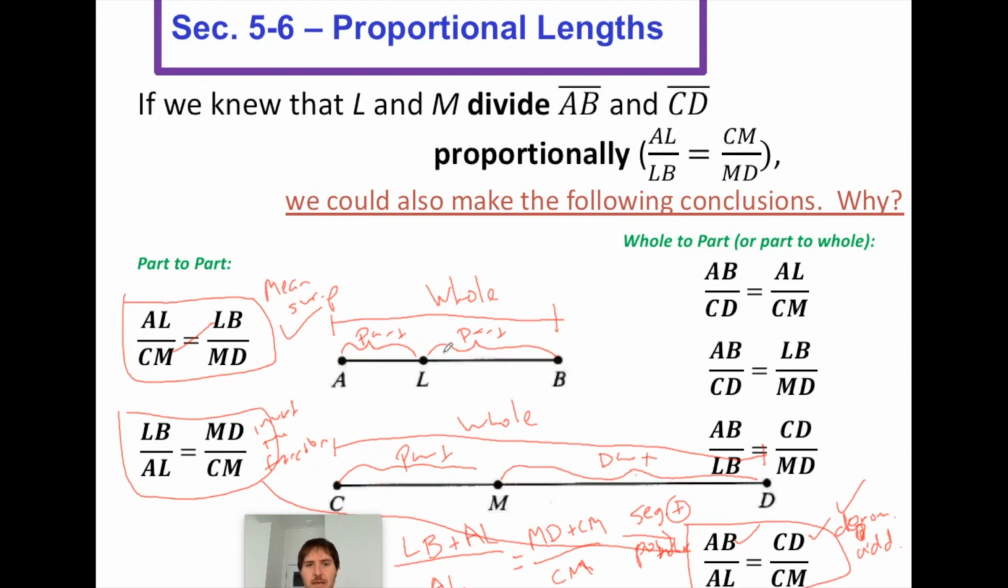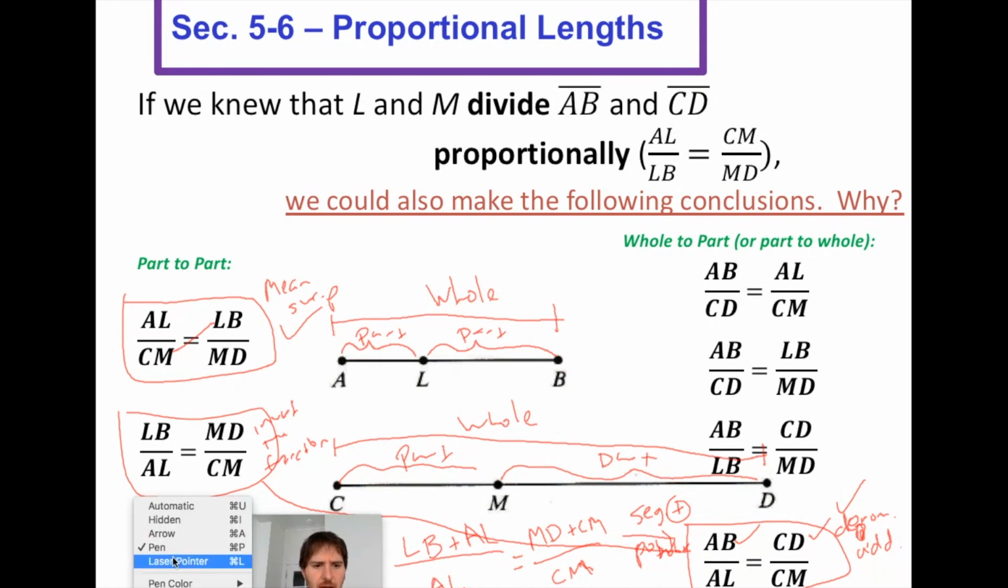Whole. AB to LB is going to be the same as CD to MD. So whole to right part equals whole to right part right there. So how could I get there? How could I prove it? Well, earlier, in the denominator, I had LB and I had MD. So that's how those connected, through the same logic that I had.